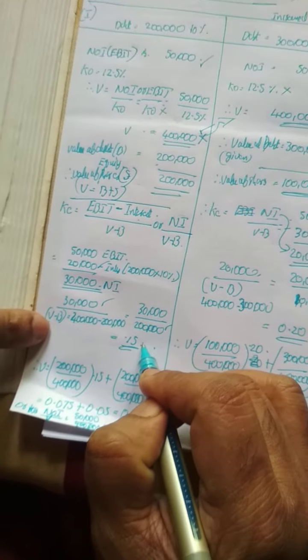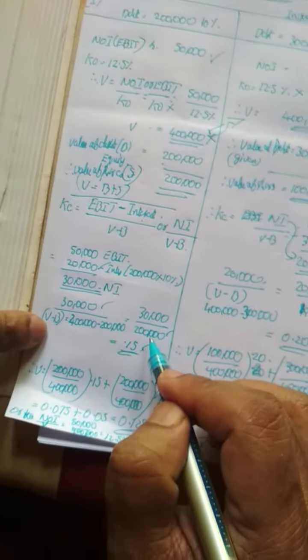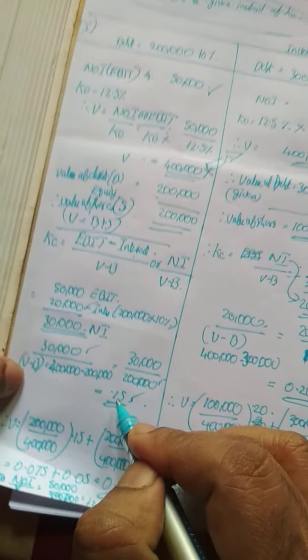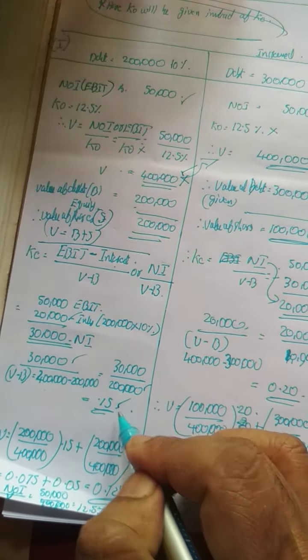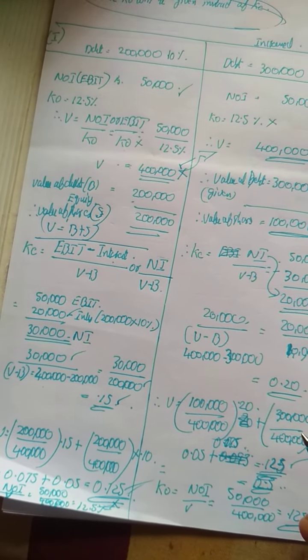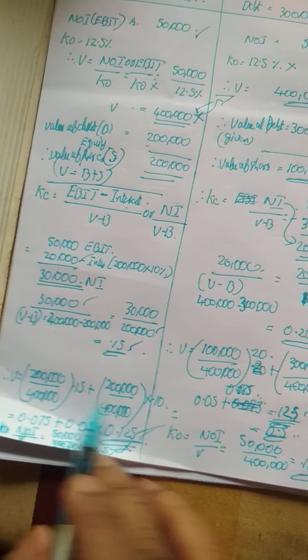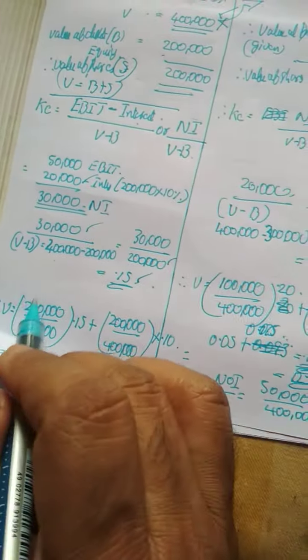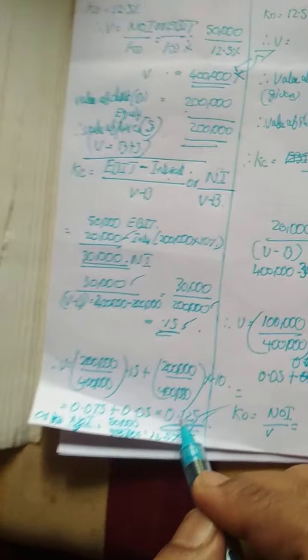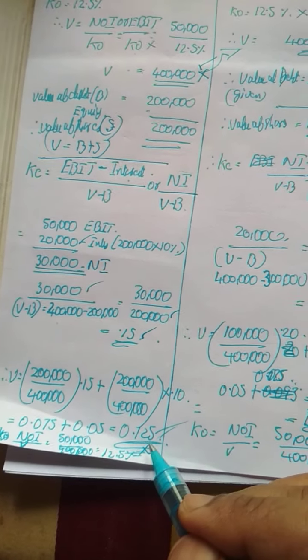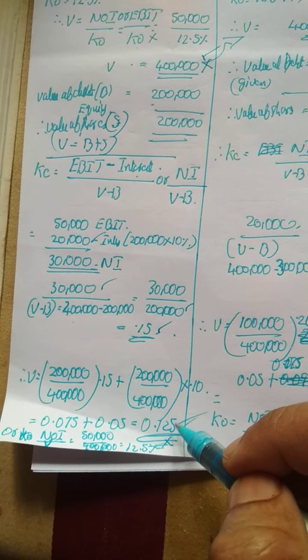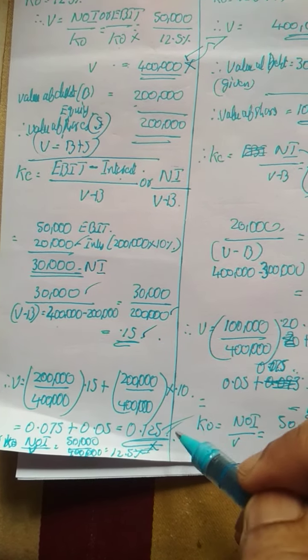Okay, we will get KE. 30,000 divided by 2 lakh, we will get 0.15, means what? 15% is the cost of equity capital. So again we are testing using the proportion of equity and debt. We will get 0.125 or 12.5% as the overall cost of capital.